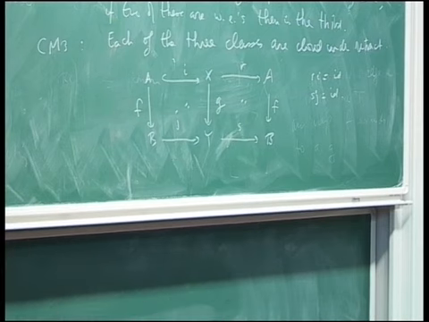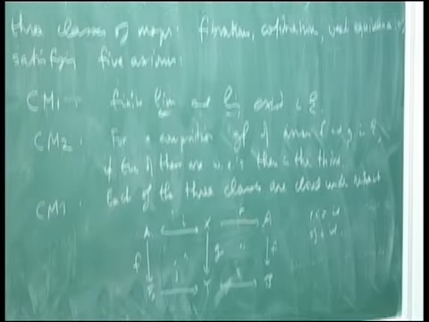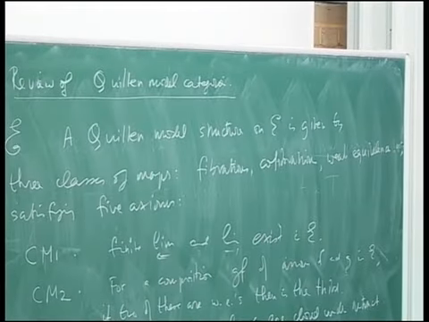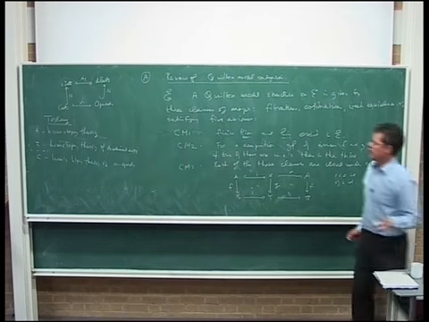So these are axioms which in the examples are often very easy to verify. And the next two axioms are a bit more complicated.